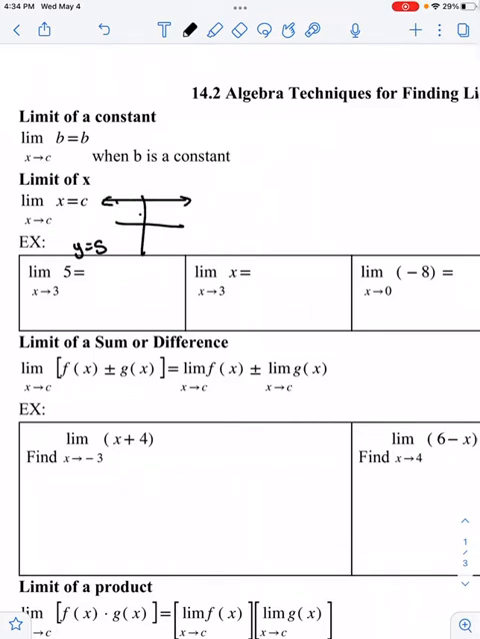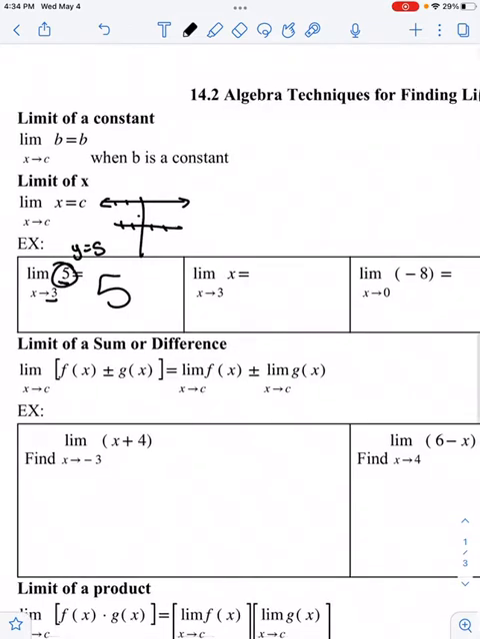So at any x value here, our y value is always 5. So whenever you have a limit with two constants, it's always what the line equation is. So the limit of this one is 5.